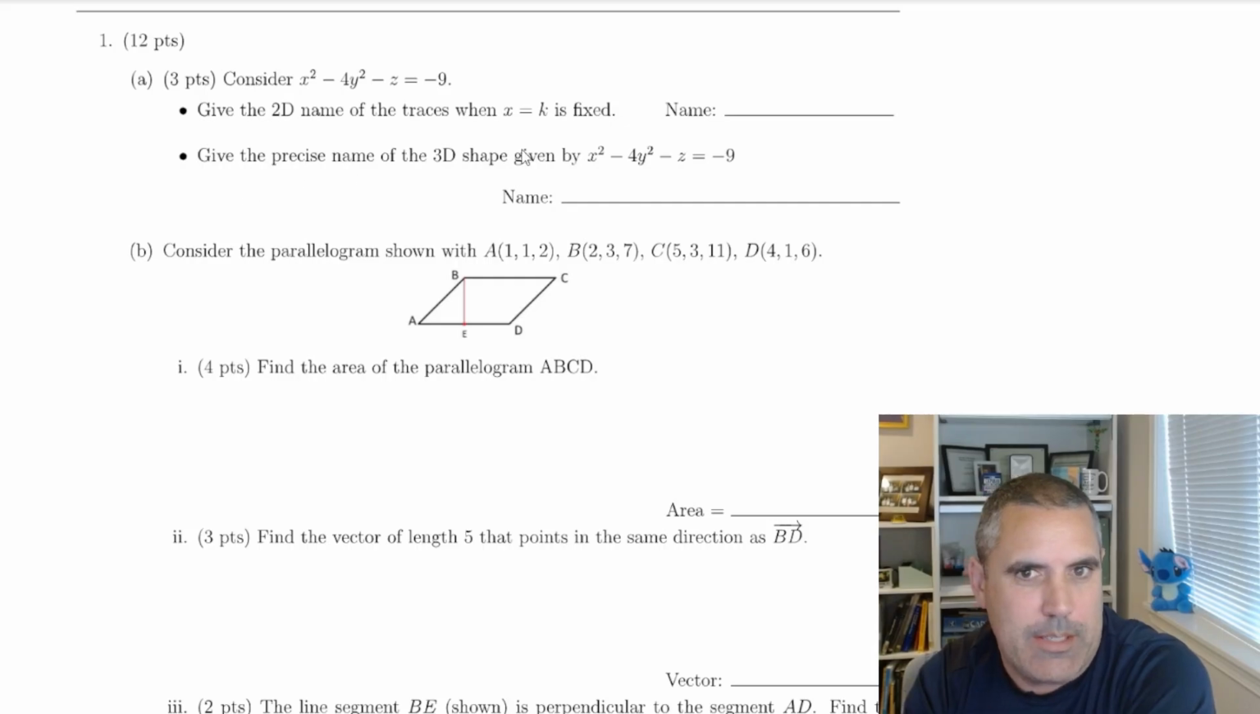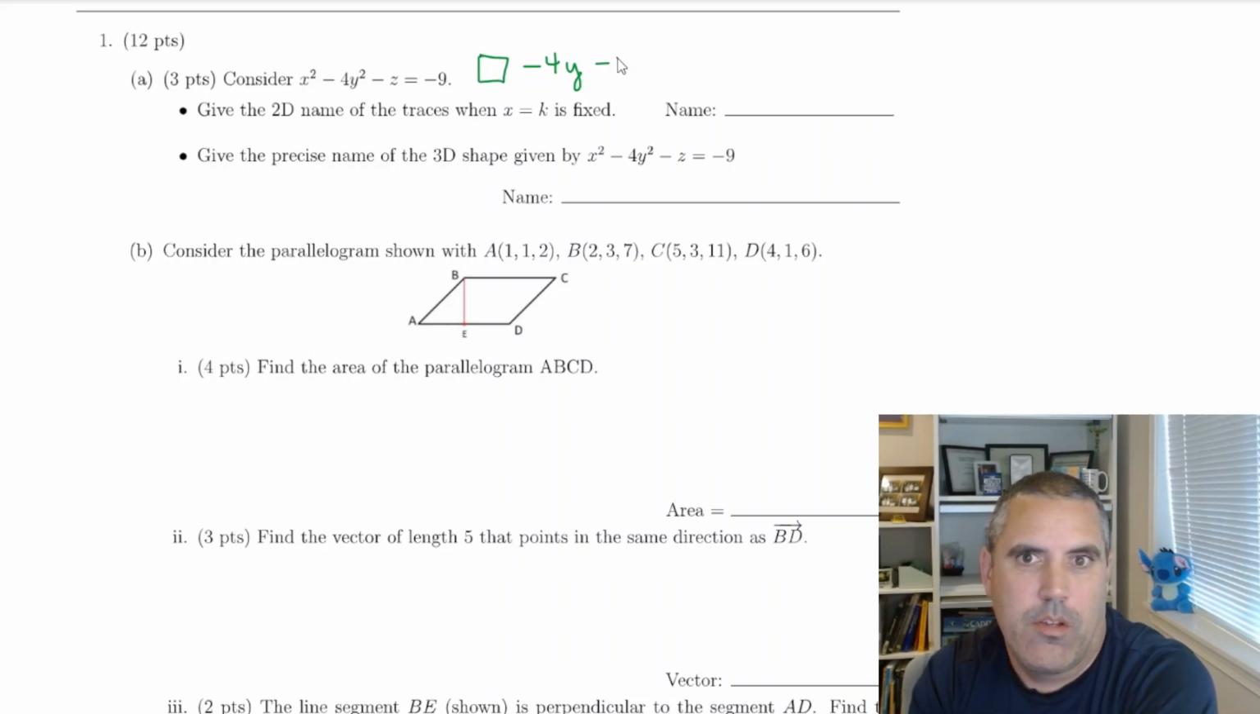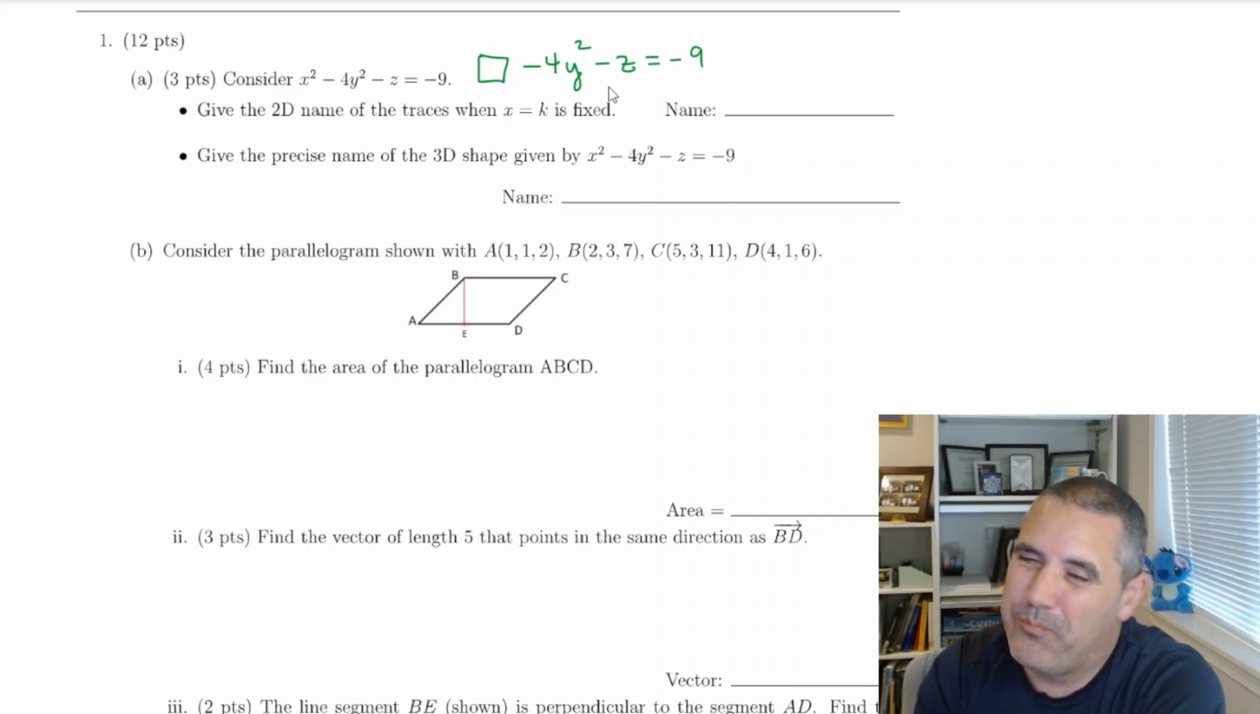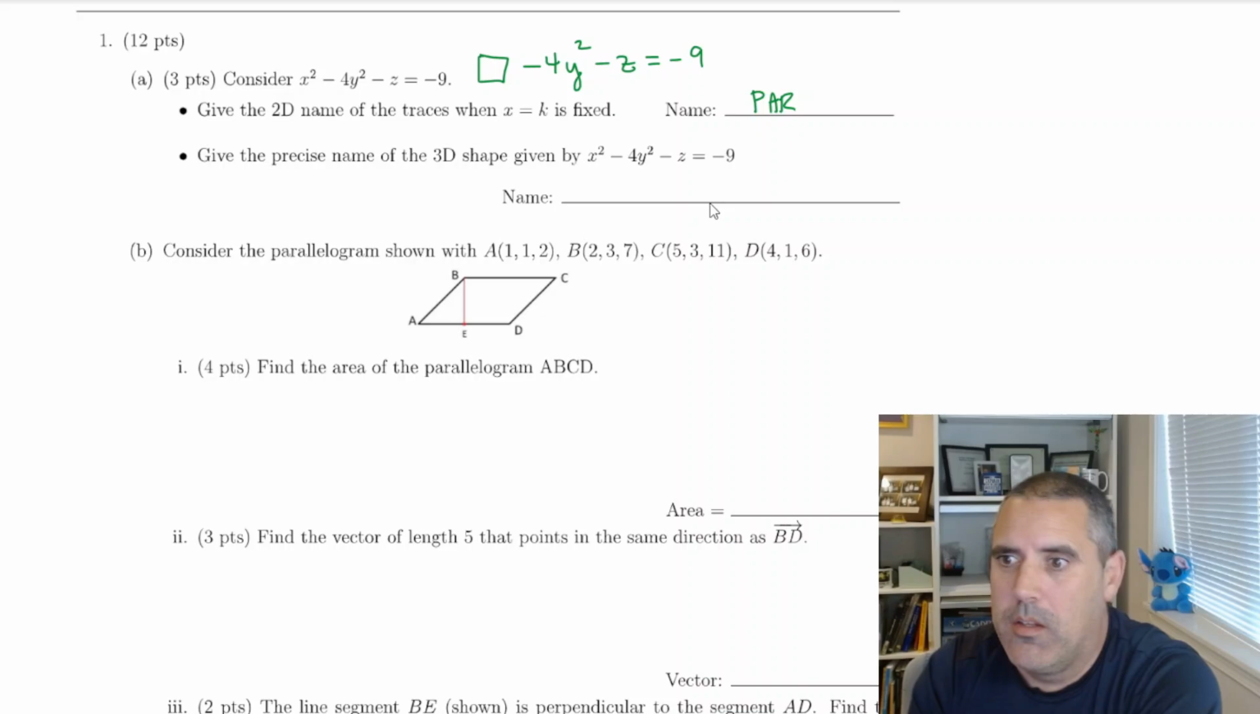Okay, so we had a question about naming. If x is fixed, what do you get? So we're saying if there's a constant here, what is that? We can immediately say it's a parabola, because one of them is squared and the other one is not. And we talked about this naming of, similarly, if y is fixed, it's a parabola. So right away we know it's a paraboloid, because in 2 directions it's a parabola.